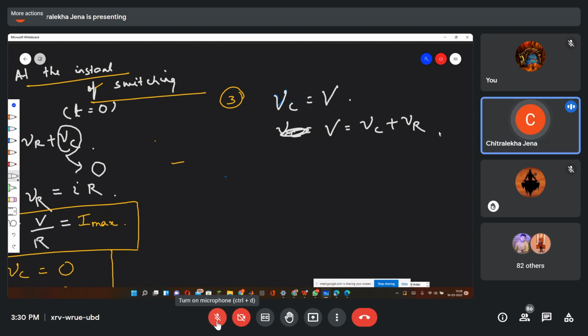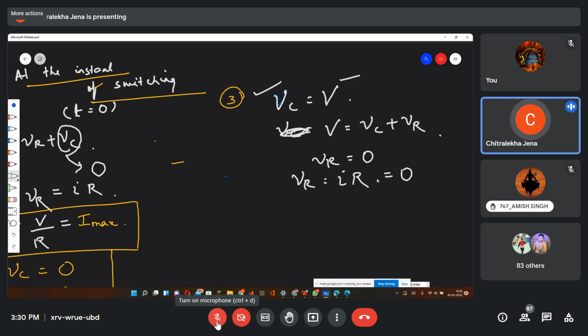You have to understand carefully. Now, if at any point of time I am getting voltage across the capacitor as supply voltage, that means obviously VR is equal to 0. Got it or not? Voltage across the resistor will be equal to 0. What is the formula for the voltage across the resistor? That is equal to I into R. This is equal to 0.